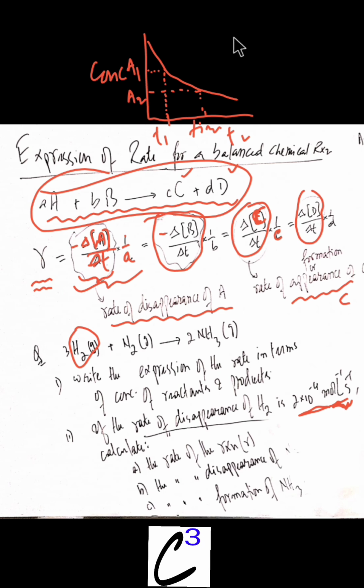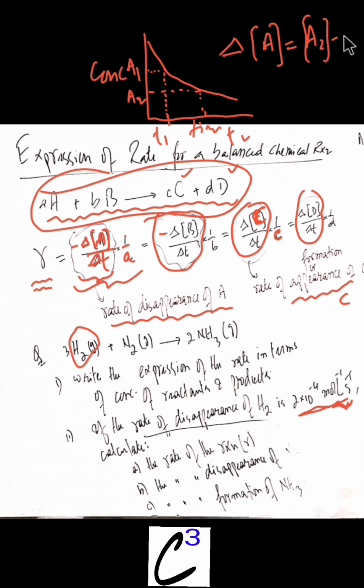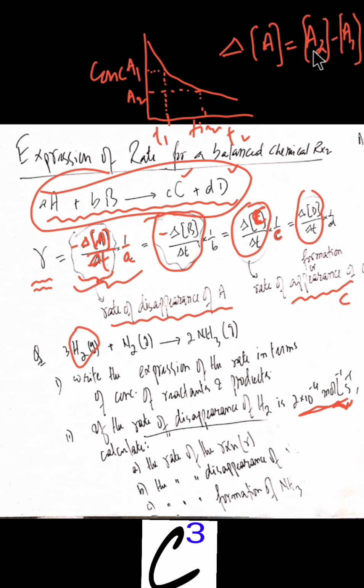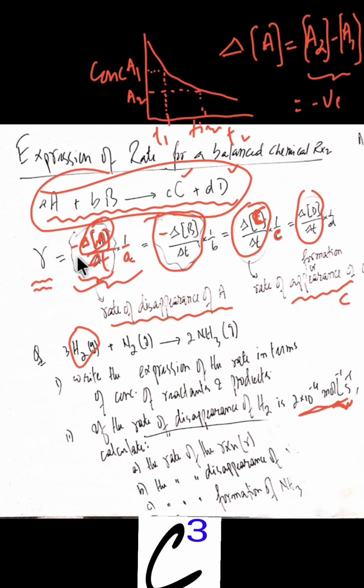But when we calculate delta A, which is the concentration change of the reactant A, this will be equal to A2 minus A1, final minus initial. And since A1 is greater than A2, this term will give a negative value, because smaller minus bigger gives a negative value, and this delta A is going to be a negative value.